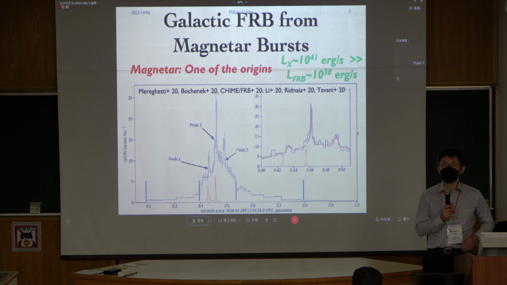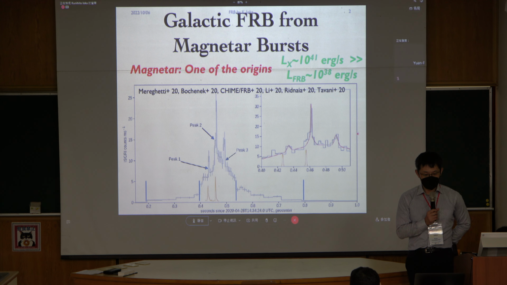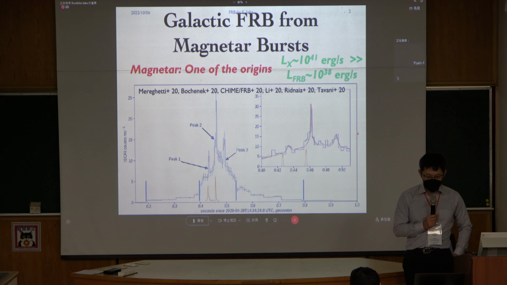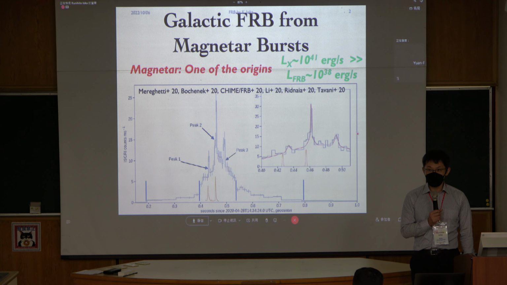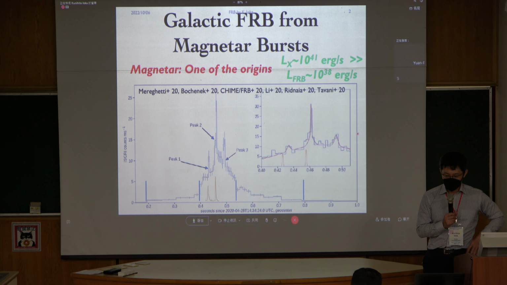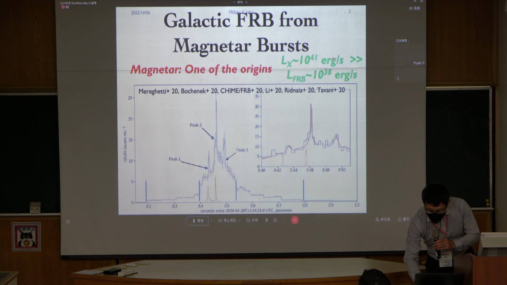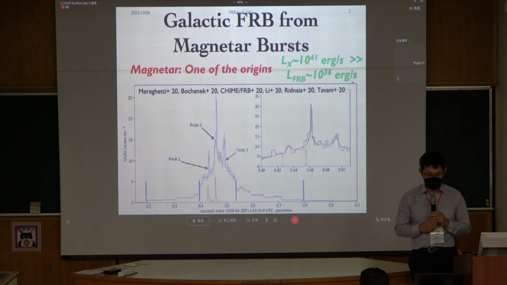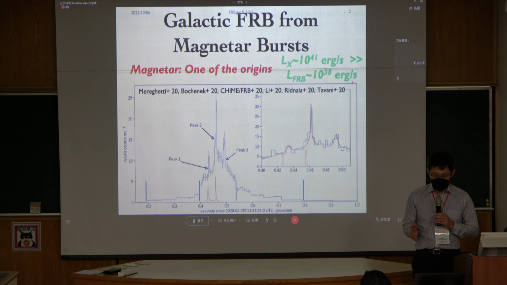As you already know, the galactic FRB is a smoking gun that magnetars are one of the origins of FRBs. This event is also very important because the energy of the magnetar burst is much larger than the FRB energy. As you see, the luminosity of the X-ray is three orders of magnitude greater than the FRB. So this means that the magnetar X-ray flare burst is the main event, and FRBs are just a sub-event.